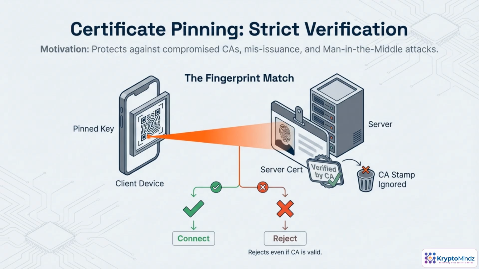With pinning, the client says, I won't just trust any valid certificate. I expect this specific key or fingerprint. The app stores that expected key in advance. When it connects, it compares the server's certificate fingerprint to the pinned value. If they match, the connection continues. If they don't, the connection is blocked, even if the certificate would normally be accepted by the CA system. So pinning deliberately ignores generic CA trust and replaces it with a much narrower, application-defined trust anchor.